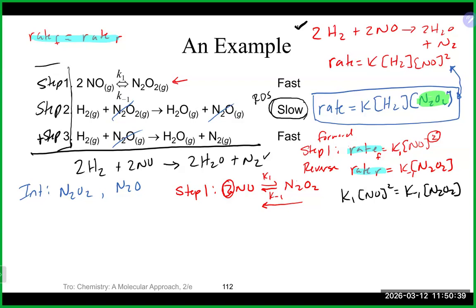Now, remember, the goal of what we're trying to do here is to get rid of this intermediate. So at this point, what we have to do is solve for the intermediate, which is this. That means we just need to divide this to the other side, right? So we're just going to divide that K value to the other side. That will give us that the concentration of N2O2 will equal K1 NO squared divided by K to the -1. Any questions on that there?